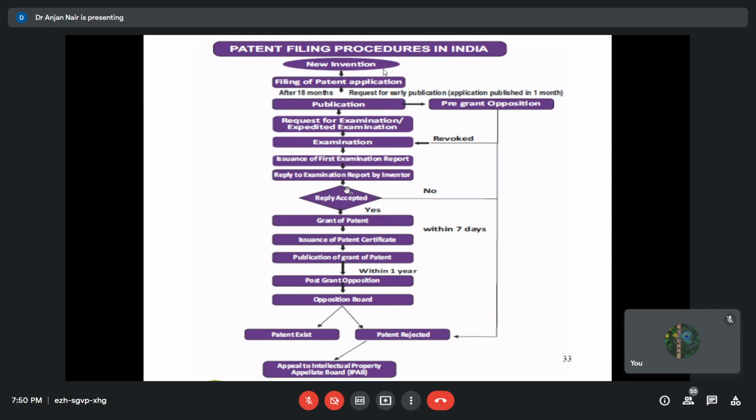Then you have to give a reply to that first examination report, or FER, and if the reply is accepted, you are granted the patent. But if the reply is not accepted, and there are some minor objections, then again you can make the changes and send it back for examination and things like that.